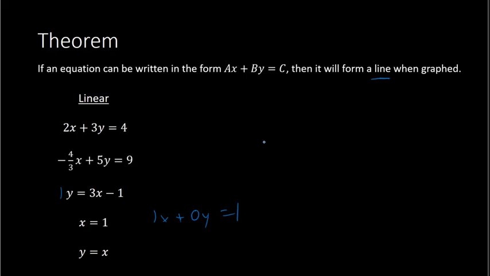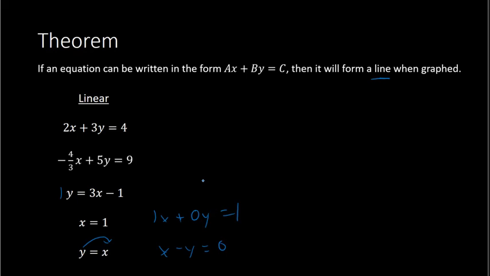If we had y equals x, this would also be linear because we can rearrange this to look in this format. We would have x minus y equals 0. We would bring the y over here. x minus y is 0. So a would be 1, b would be negative 1, and c would be 0.